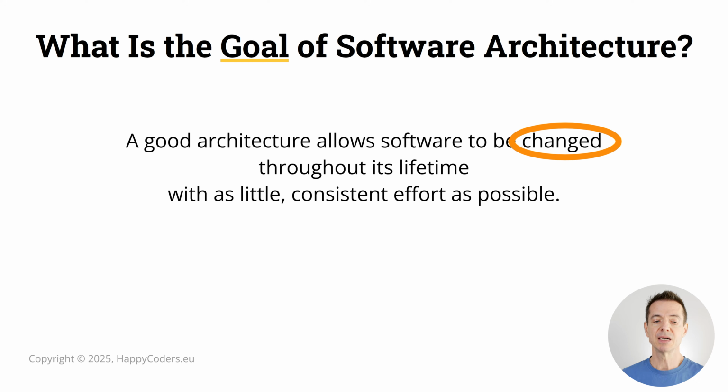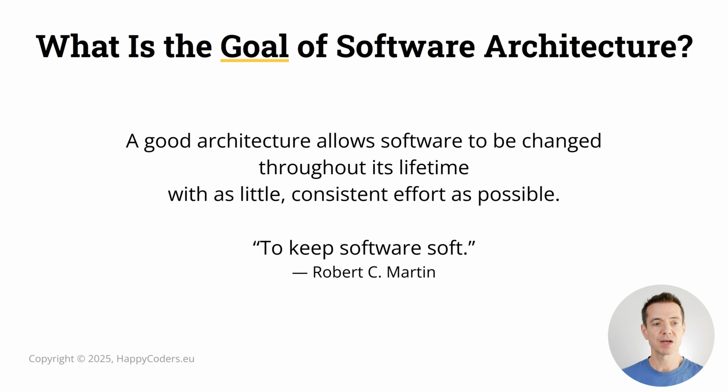So the goal must be, to use Bob Martin's words again, to keep software soft. And we achieve this by splitting the application into components that are as loosely coupled as possible and can be developed and tested independently of one another. A good example is the Internet. It consists of millions of servers that are relatively loosely coupled and that over the years and decades, independently of one another, can be modernized or replaced with a consistently manageable level of effort.